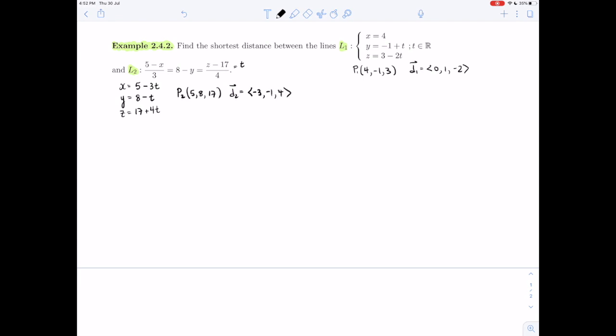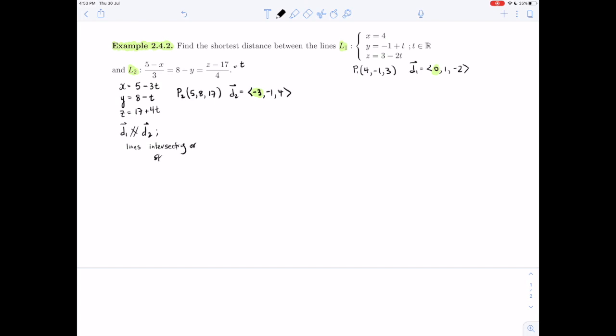And so obviously the direction vectors are not parallel. I say obviously because they are not multiples by inspection. There is nothing that I can multiply the first component of d1 by to give me minus 3. Nothing times 0 can ever give me minus 3, so I know that those are not multiples, and therefore they are not parallel, which tells me that the lines are either intersecting or skew.